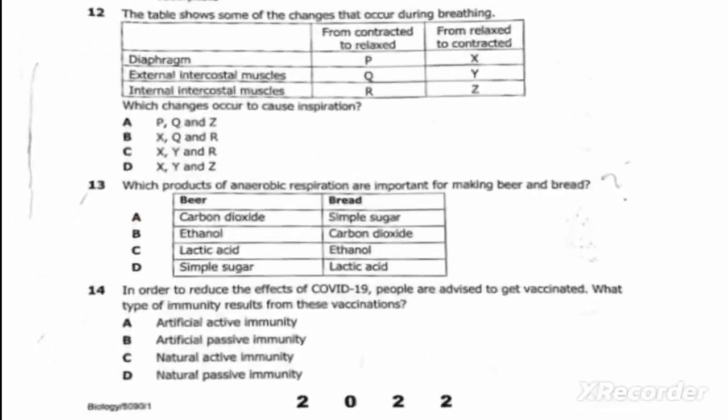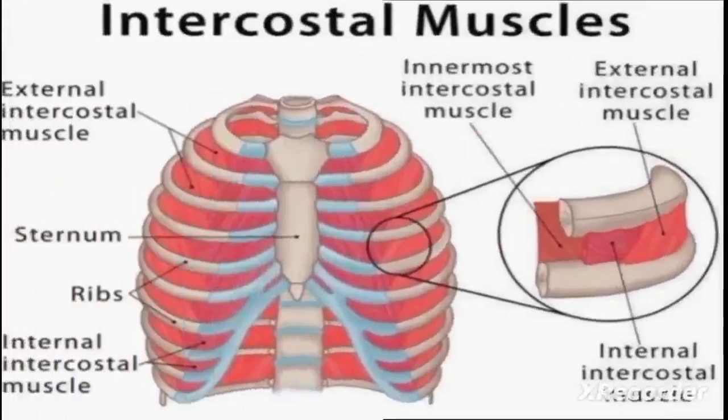We shift to the next question, which is question 12. The question reads, the table shows some of the changes that occur during breathing. So we have the first column: diaphragm, external intercostal muscles, internal intercostal muscles, and the second column from contracted to relaxed, from relaxed to contracted. Which changes occur to cause inspiration?